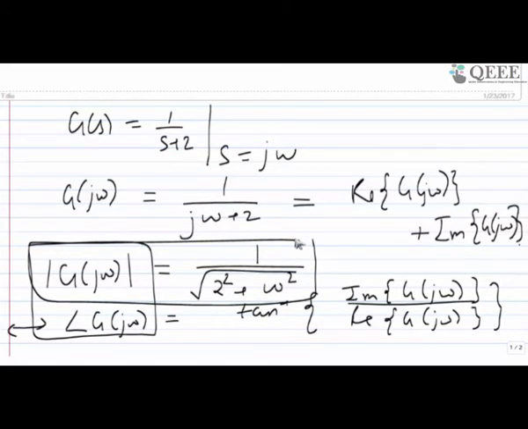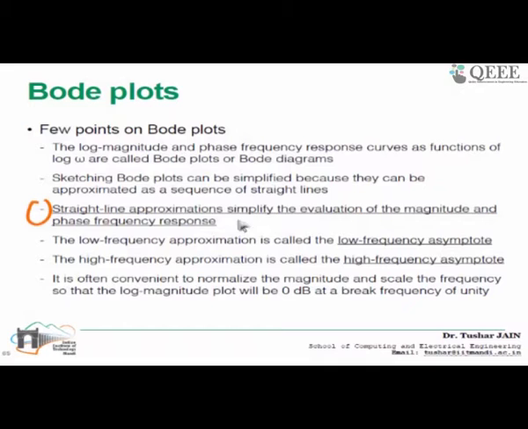Since we are talking about the linear system, when you start plotting this mathematical function, you generally get smooth curves. When we say straight line approximations, we'll see in the next slide what we mean exactly. But the point to be noted here is that whenever we have a function of frequency, as we have seen for the phase response and the magnitude response, they are generally smooth functions of omega.